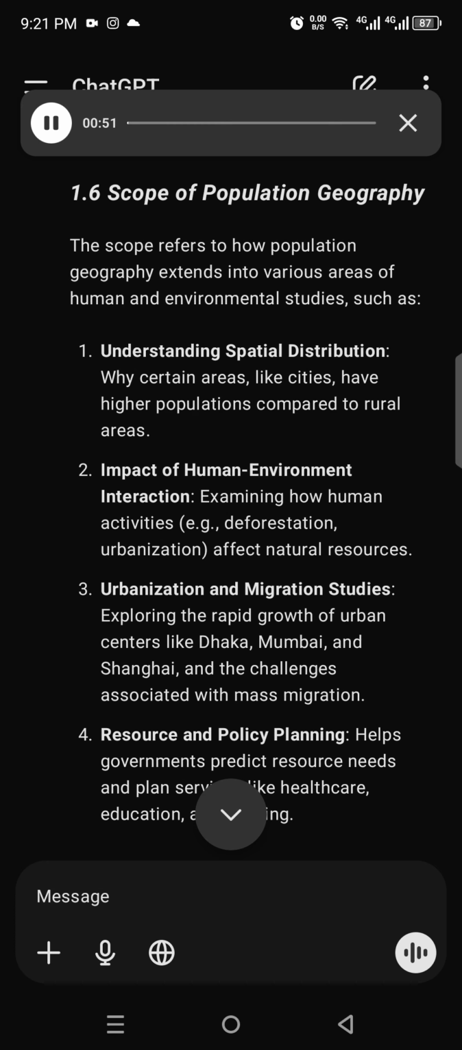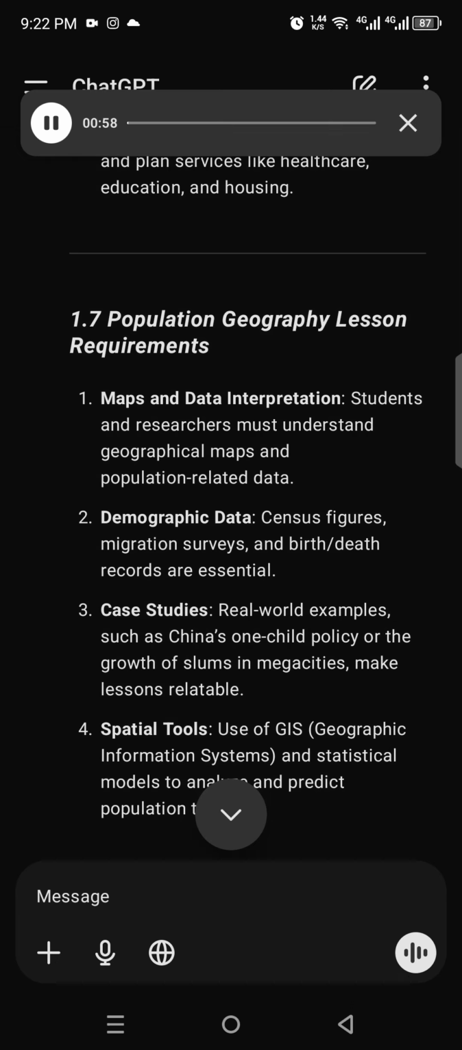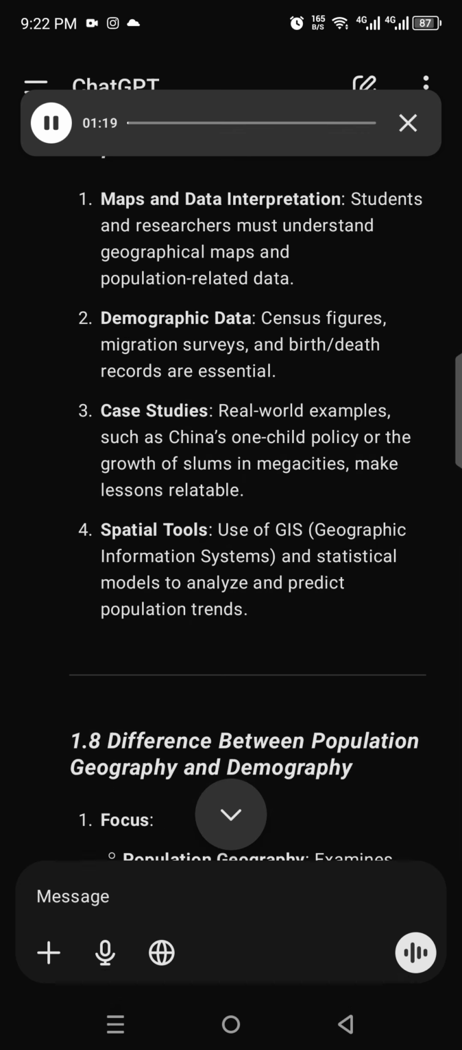1.7 Population geography lesson requirements. 1. Maps and data interpretation. Students and researchers must understand geographical maps and population-related data. 2. Demographic data. Census figures, migration surveys, and birth-death records are essential. 3. Case studies. Real-world examples, such as China's one-child policy or the growth of slums in megacities, make lessons relatable. 4. Spatial tools. Use of GIS, Geographic Information Systems, and statistical models to analyze and predict population trends.